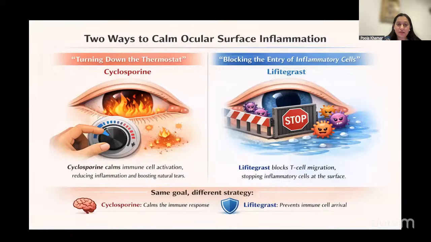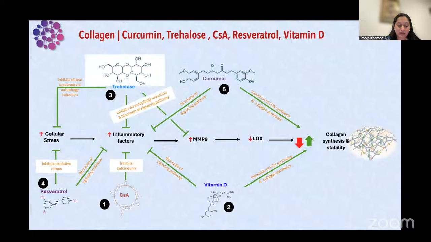And this is just an analogy of how it works. Cyclosporin calms the immune cell activation, reducing the inflammation and boosting natural tears. Whereas lifitegrast prevents the immune cell survival by stopping inflammatory cells at the surface itself. So this is how you can give the analogy of both cyclosporin and lifitegrast.